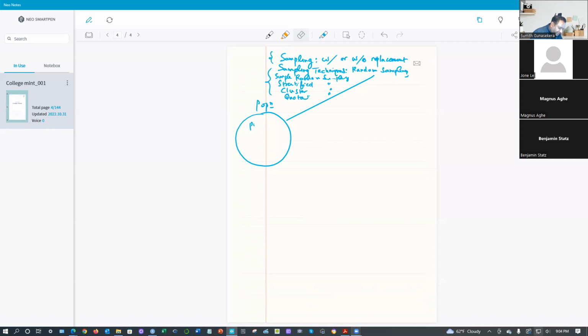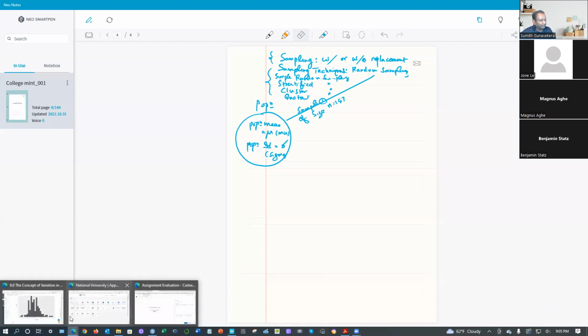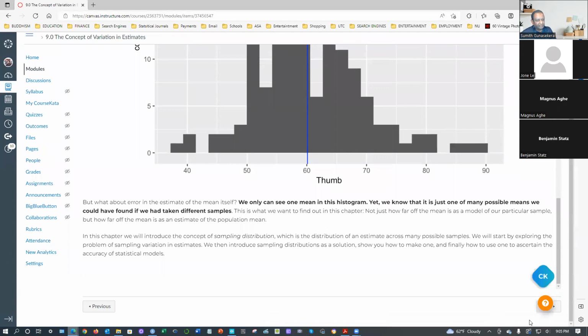I'm going to have the population mean, which is denoted by mu, unknown, and the population standard deviation, which is denoted by sigma. I pick one sample. So I'm going to pick sample one of size, let's say, n equals 157. I think I'm relating to this example here.